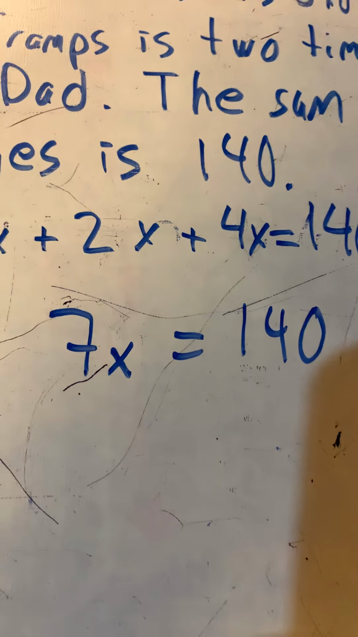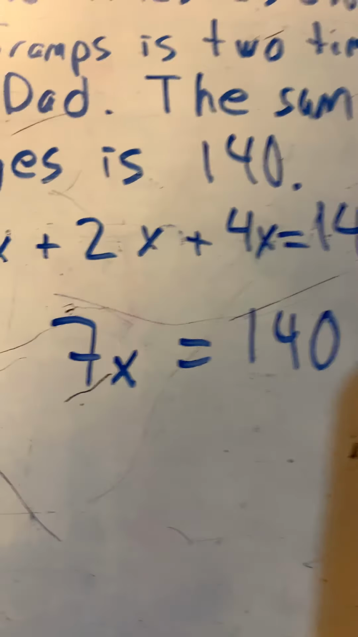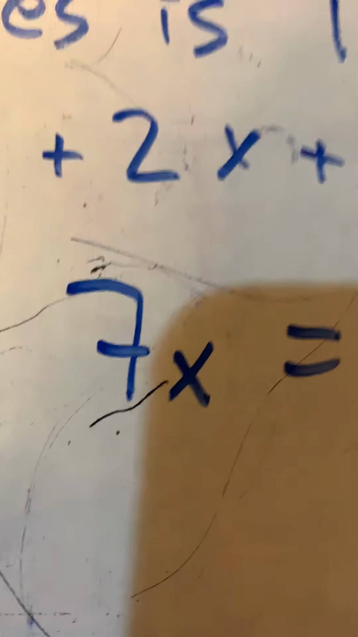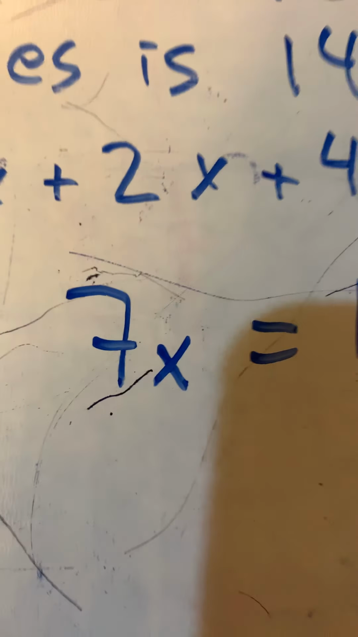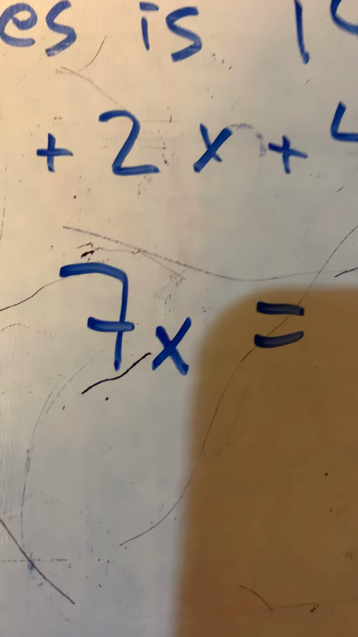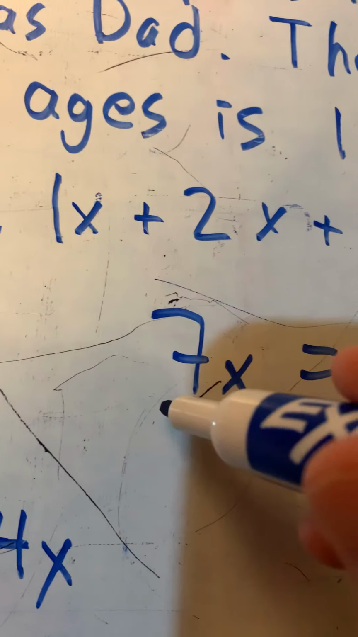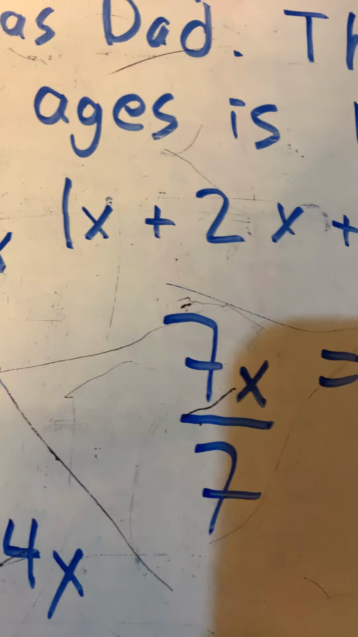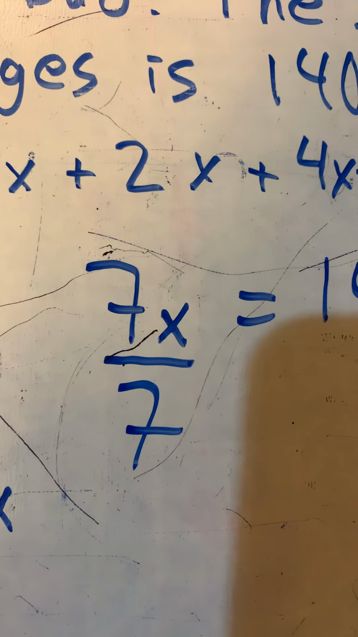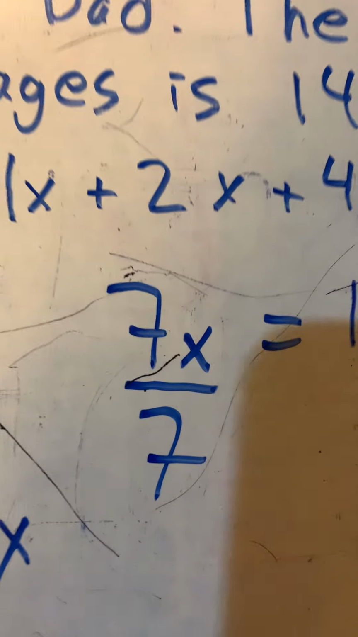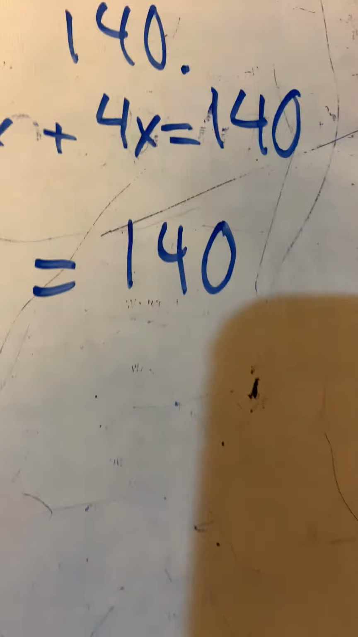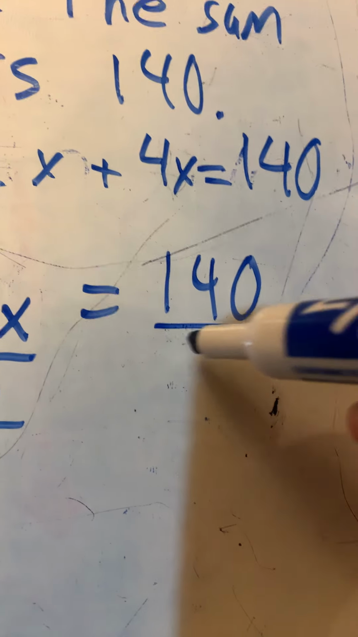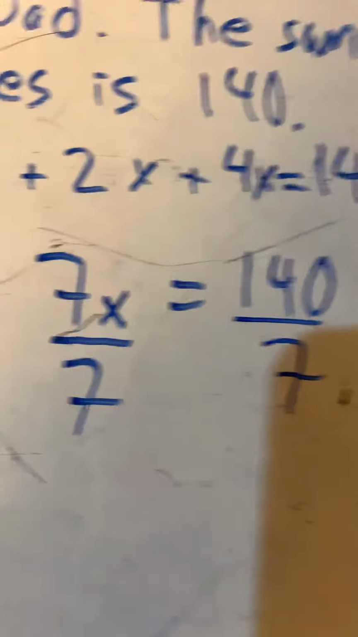The way you do this is exactly the way you did the other day. You always do the opposite of what is beside the variable. Beside the variable is 7 multiplied by X. The opposite of multiply by 7 is to divide by 7. And we show that divide by 7 like a fraction. If we do it to one side of an equal sign, we have to do it to the other side. So we divide 140 by 7.